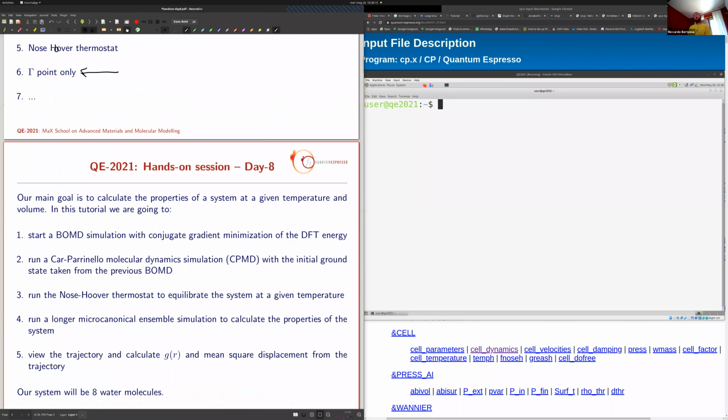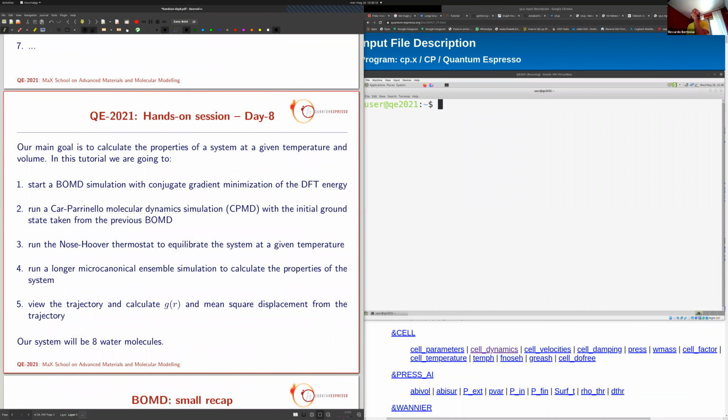So let's see what we are going to do today. We will start with Born-Oppenheimer molecular dynamics. That means F equals m times a, and you calculate the forces with standard minimization of the DFT energy. Then we will use the ground state calculated within this Born-Oppenheimer simulation to start the Car-Parrinello.